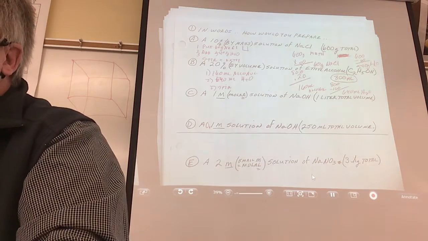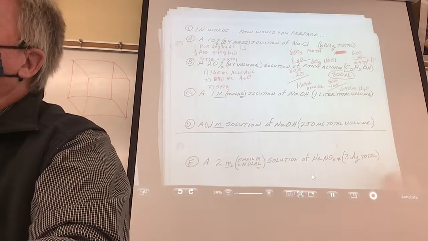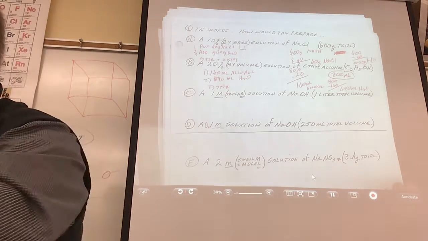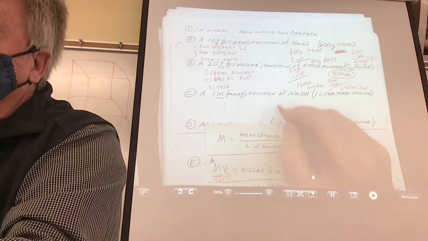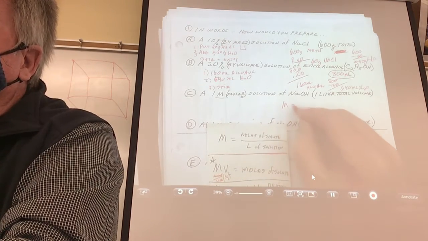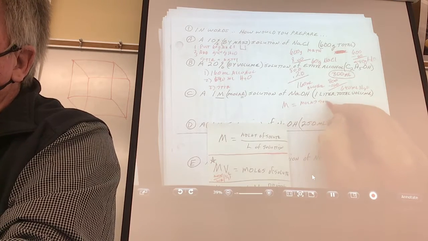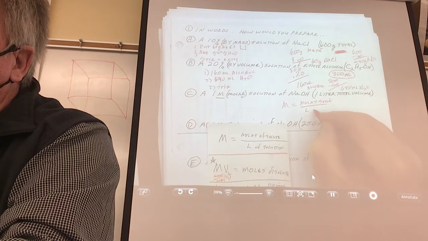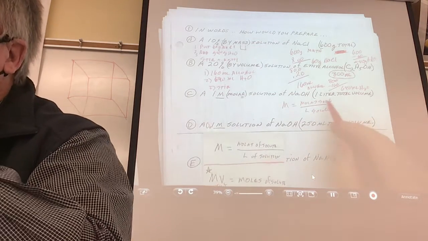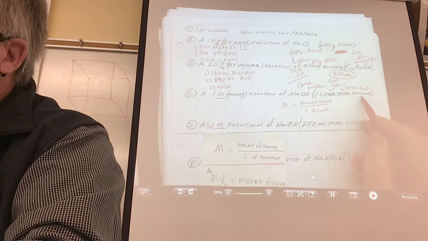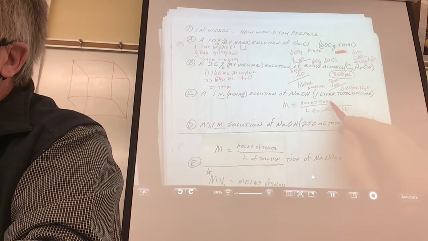Okay. Now, the next one, we can do it by thinking, or we can do it by one of the equations in this chapter. One thing you can do is set up the equation: molarity equals moles of solute over liters of solution. Okay, now, the total volume is going to be 1 liter, so I'm going to put that right here. And then what is the moles of solute?